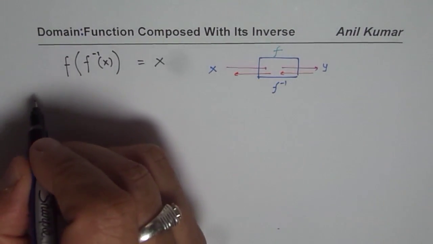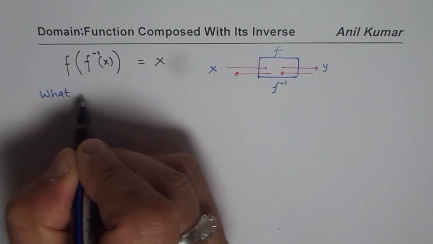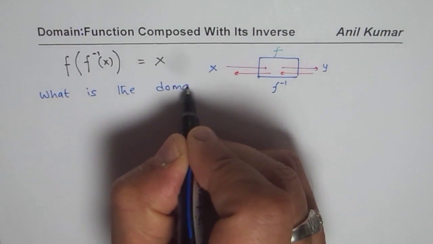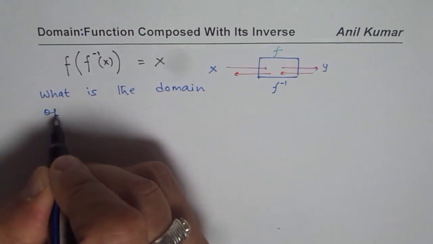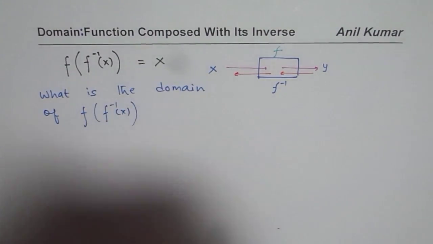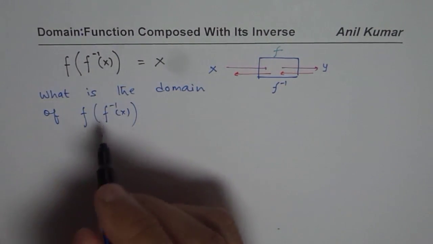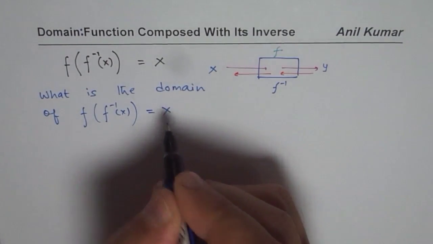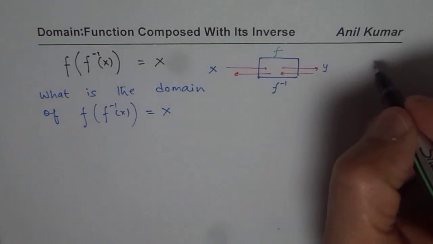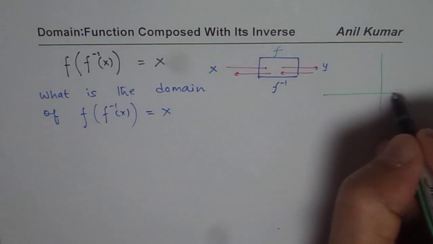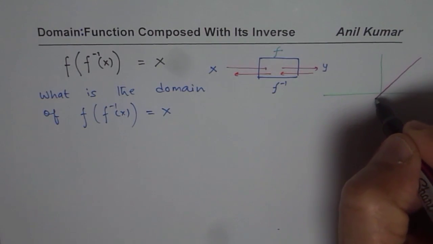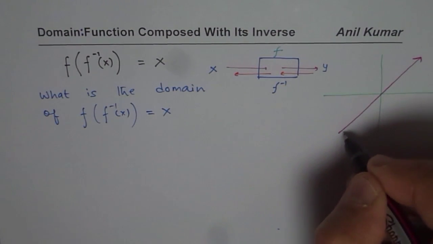Now the question is, what is the domain of f of f inverse x? Now, f of f inverse x will always give you x. So if you see this x, it is a straight line which divides your coordinate plane diagonally. So basically, you have a line which is this. So that is what we are talking about.